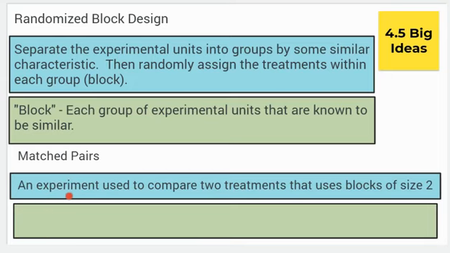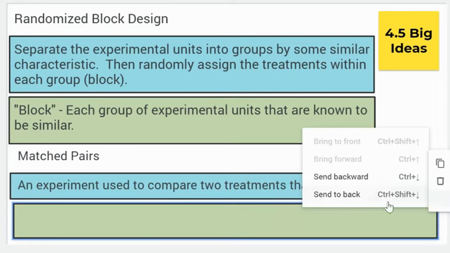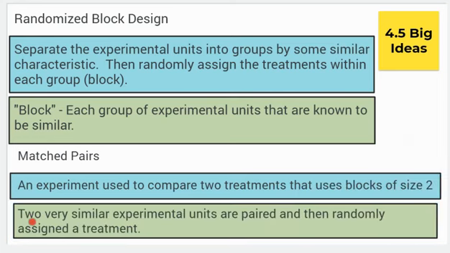So a matched pairs experiment is when you pair people up in some way or pair up your experimental units, and that creates a block of size 2. Then within that block of size 2, we are randomly assigning the treatments. And that's what we have right here. So the explanation is 2 very similar experimental units are paired, and then we randomly assign the treatments to those 2 experimental units, one for one group and one for the other. And that is our big ideas for section 4.5. Hopefully this helps you understand a little bit better.